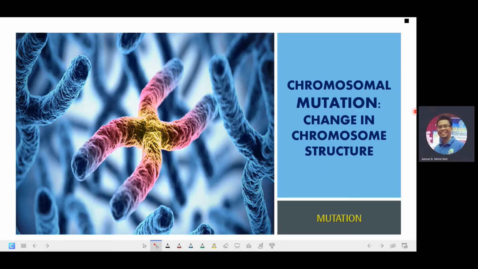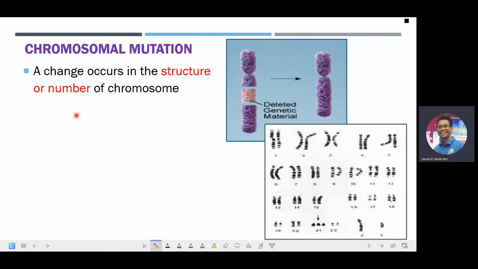Hi everyone, in today's lesson, we will look at chromosomal mutation and we will focus on the change in the chromosomal structure. So what do we mean by chromosomal mutation? It is a change that occurs in the structure or the number of the chromosome. For example, we can see here that the structure of the chromosome changes as a part or a segment of the chromosome is being deleted or removed.